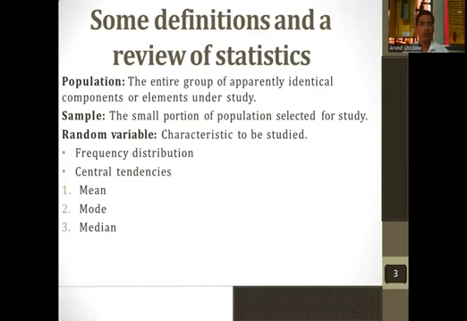Now the statistical analysis can be performed in two ways. One is by using the frequency distribution and the second is by central tendency. The measure of central tendency can be done with the help of three parameters, that is, mean, mode, and median.